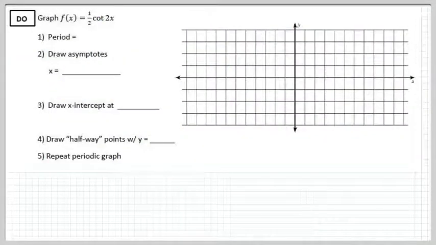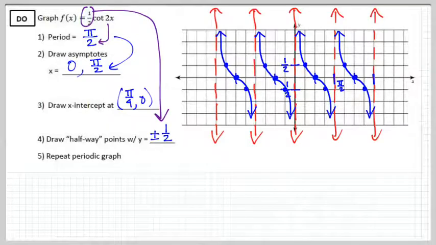Okay, so go ahead and graph these. 3, 2, 1. Remember, it's a decreasing function. That's the most common kind of mistake, to make it increasing just like a tangent.